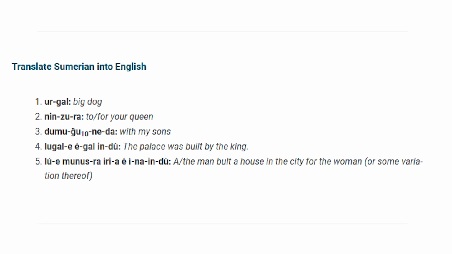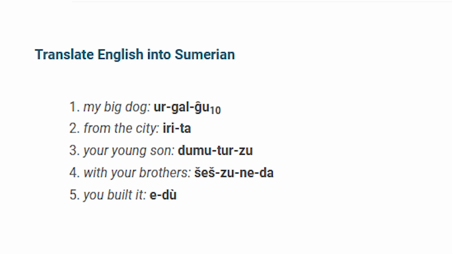Urgal, big dog. Ninzura, to or for your queen. Dumune huda, with my sons. Lugale egal indu, the palace was built by the king, or some version thereof. The king caused the palace to be built. However you want to write it, it's fine. Lue munusra iria e inaindu, the man built a house in the city for the woman, or again, some variation thereof. Translate English into Sumerian.